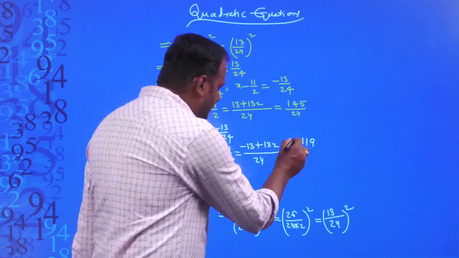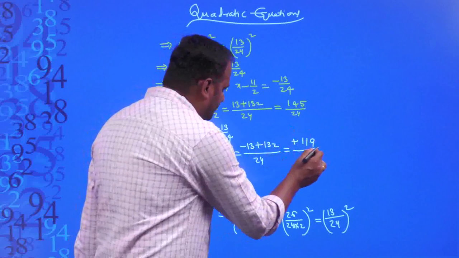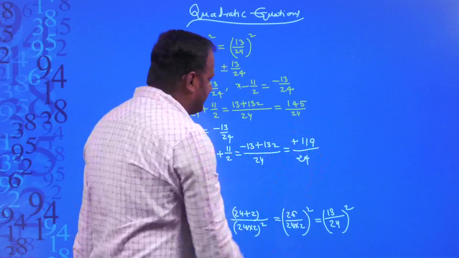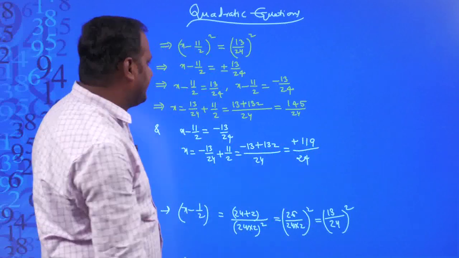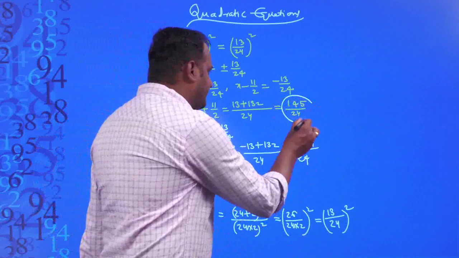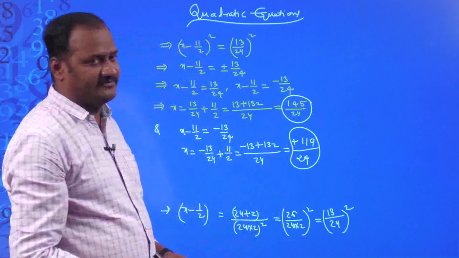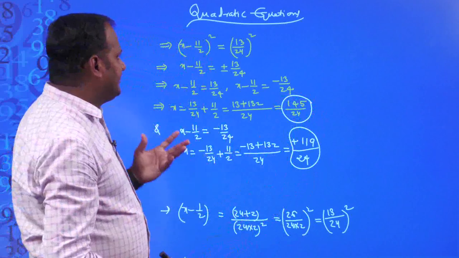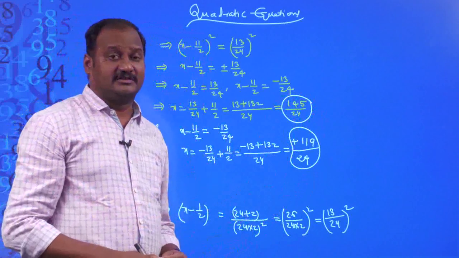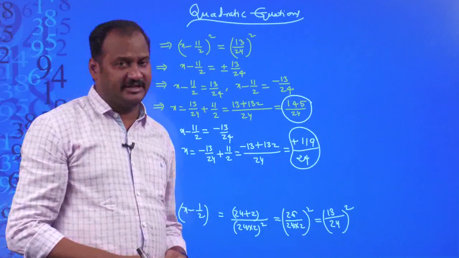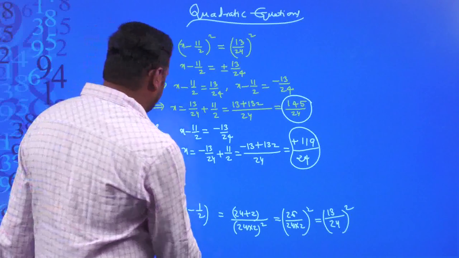So negative or positive? It is positive 119 divided by 24. Therefore, the two values of x are 145 divided by 24 or 119 divided by 24. So, this way you can easily find out the roots of this quadratic equation. And let us have one more problem.